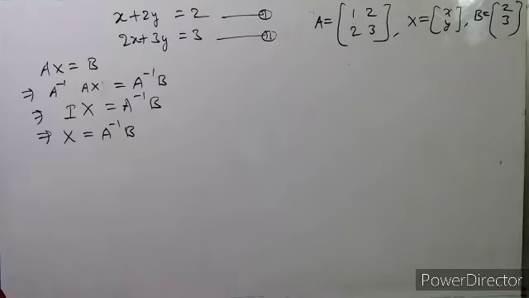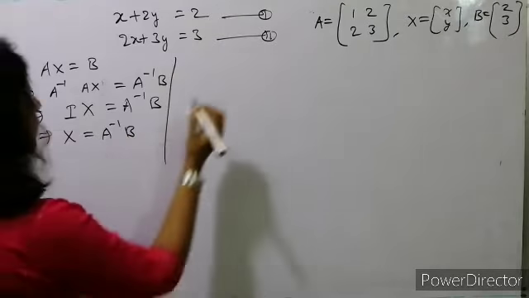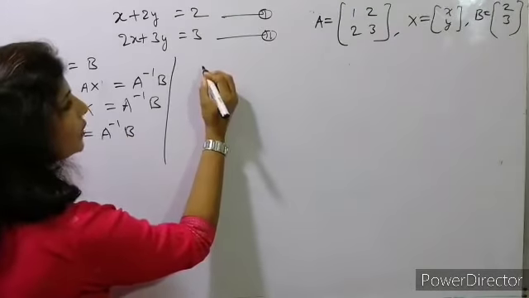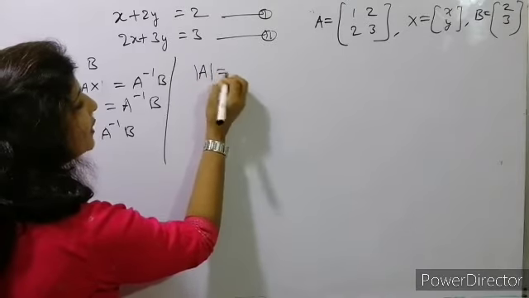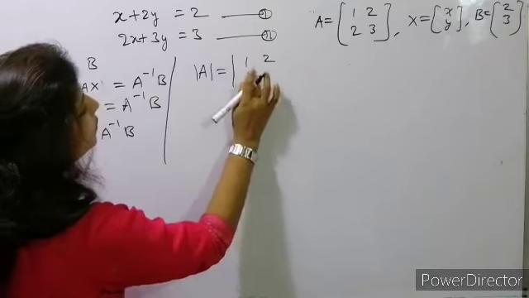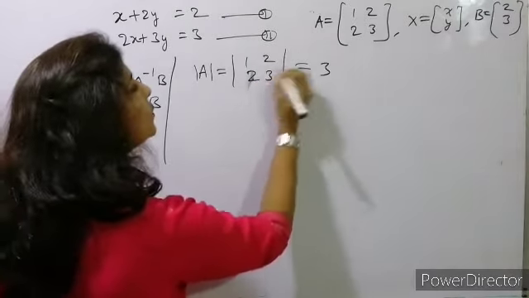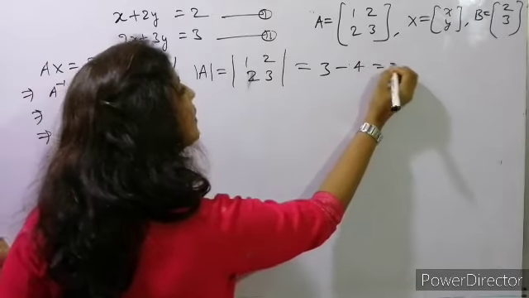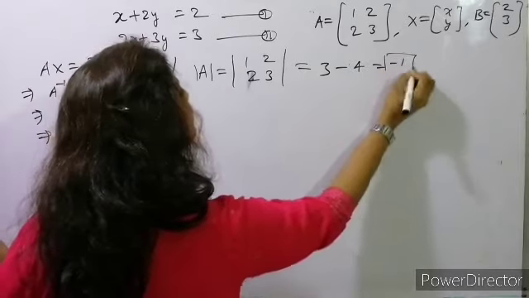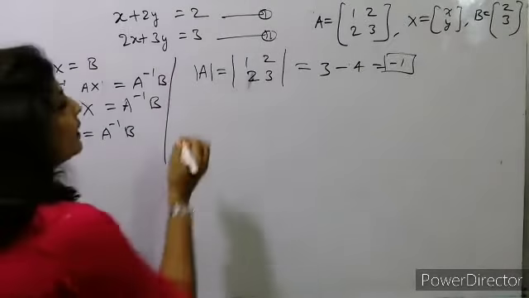So here we have to use the inversion method. First of all, we have to find A inverse, so first of all the determinant of A will be found out, that is [1 2; 2 3]. So 3 into 1 is 3, minus 2 into 2 is 4, which gives minus 1. Now minors will be found out, then cofactors.